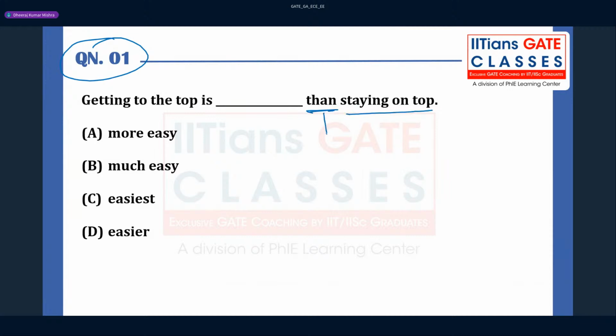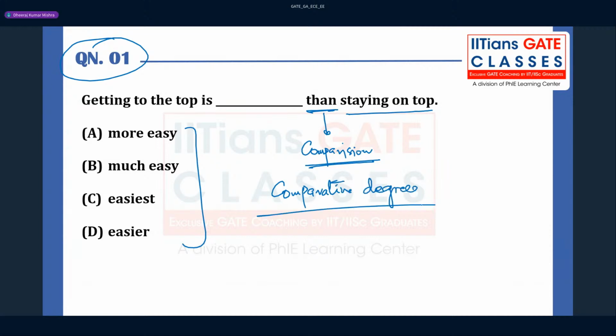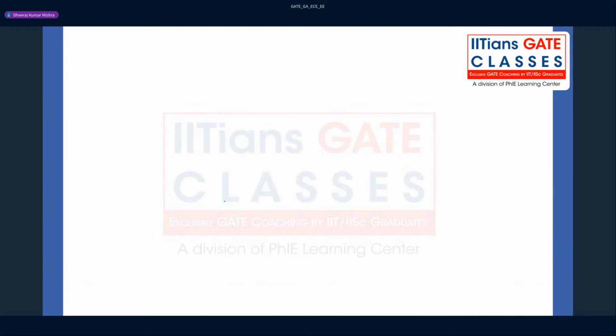So "than" is used. Than means there is a comparison. You can say comparison. So this is the word you have to use, which shows a comparative degree. So "easier" is going to be the correct answer for this question. There is no other explanation. Getting to a top is easier than, right? We always say this paper is easier than. Understood. I believe this is fine for all. So option D is going to be correct for this.